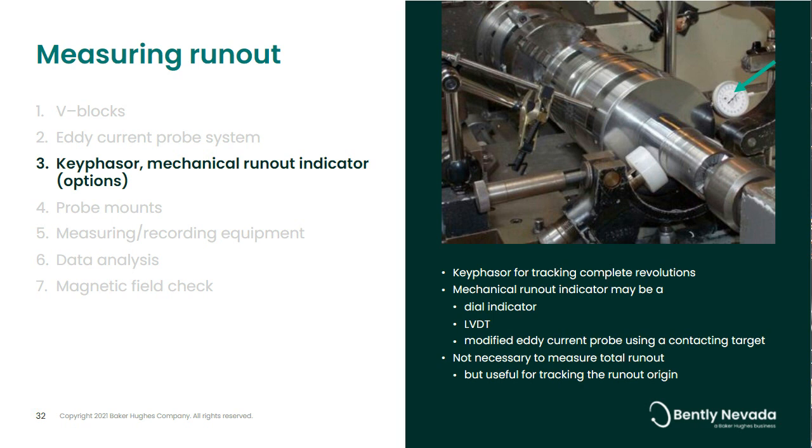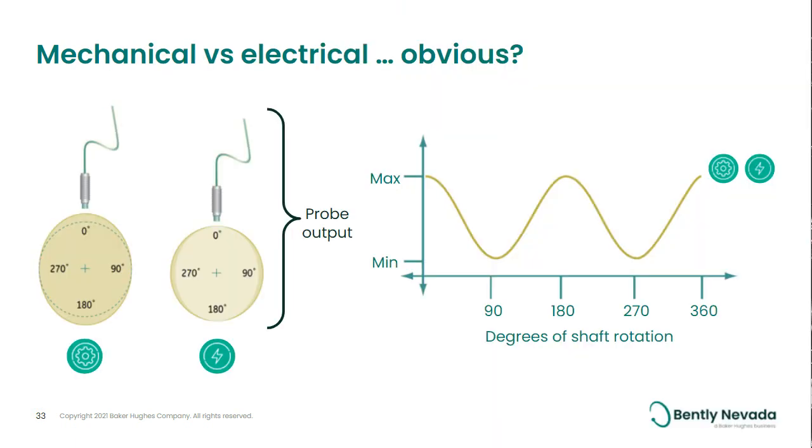So while the mechanical indicator is not necessary to measure the total runout, it is useful for tracking the runout origin. So being able to compare the total indicated runout from the eddy current probe and be able to differentiate between what is mechanical and what is electrical. So what do I mean by that? Let's take this one little case example here.